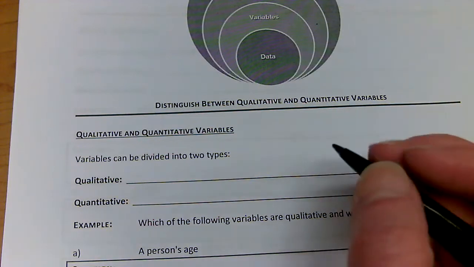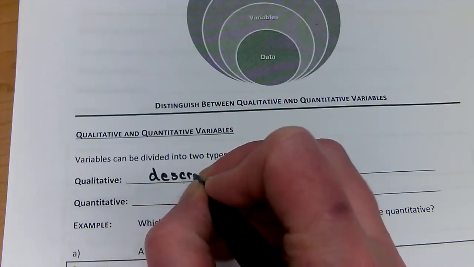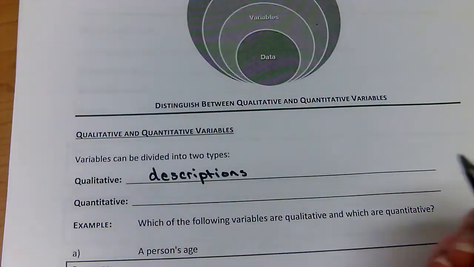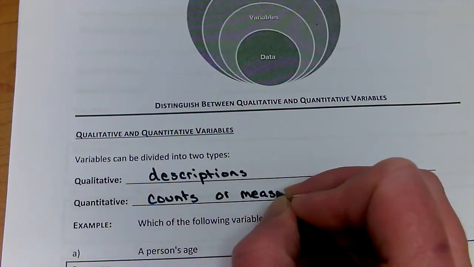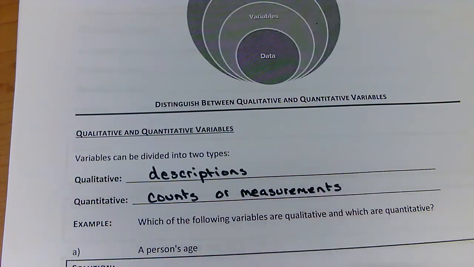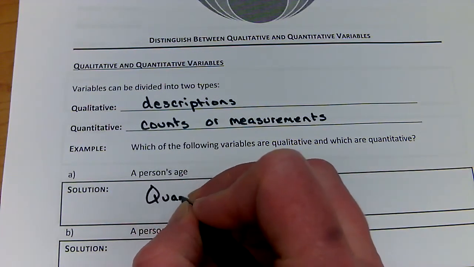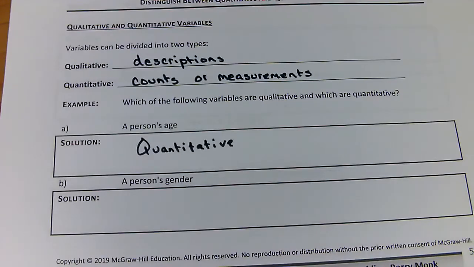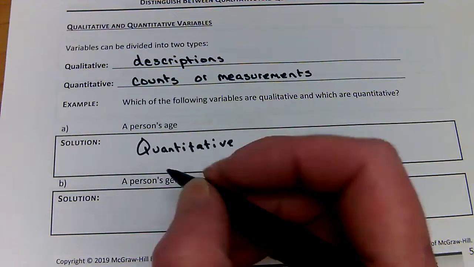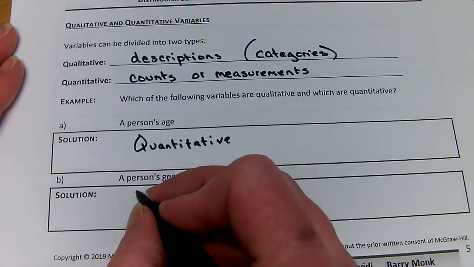Qualitative is descriptions, while quantitative are your counts or measurements. So let's see if we can tell the difference. A person's age. That's a count. We're counting how many years. So that's quantitative. A quantity. Think of it as quantity and quality. Okay. A person's gender. Well, that's not a count or a measurement. That's just a category. So this could be categories. It's describing, that's qualitative.